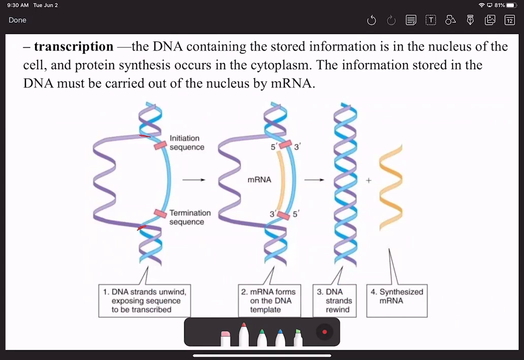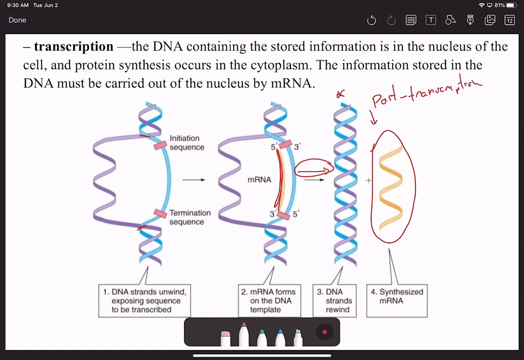And then our RNA is made. And then here we have the closed back version, and then we have what we're going to call synthesized messenger RNA. Now, there is another step between these two. There's one more added step. This is what we're going to call post-transcription.